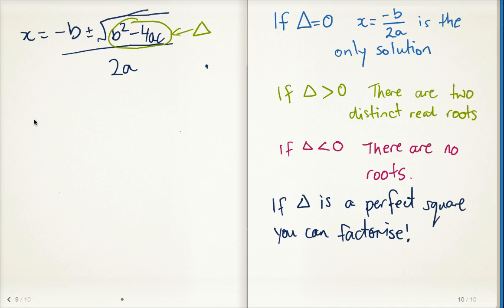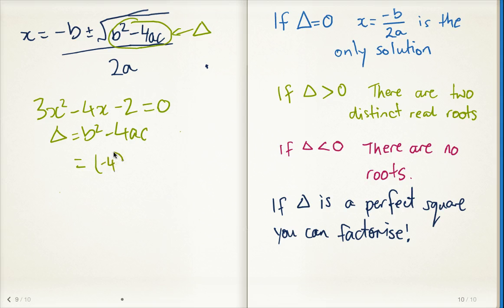The next example we're going to look at is 3x squared minus 4x minus 2 equals 0. Same thing, let's try and find the discriminant. B squared minus 4ac is going to be negative 4 all squared minus 4 times 3 times negative 2. Some quick calculations, that ends up being 16 plus 24, and we get 40.